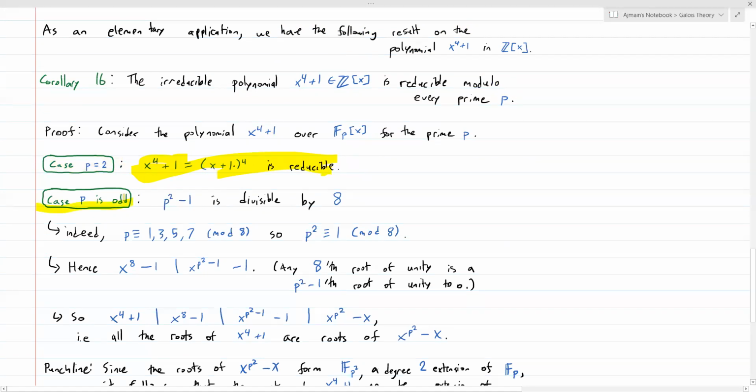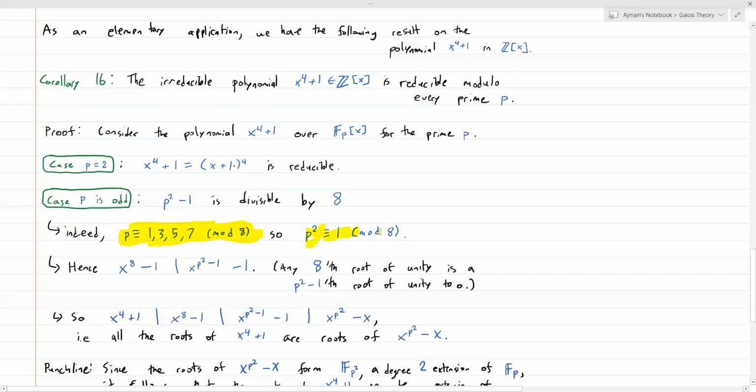Okay, now the next case and the remaining case is the case when p is odd. So again, we're trying to prove that x to the fourth plus 1 is reducible mod every prime p. And now let's consider the case where p is odd. First of all, p squared minus 1 is divisible by 8. Why is this? Well, since p is odd, you know that p mod 8 is either 1, 3, 5, or 7. These are the only odd numbers mod 8.